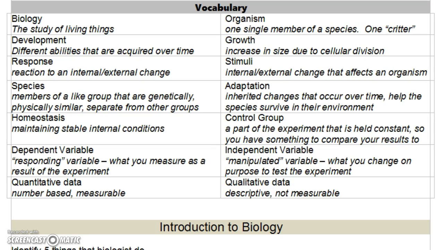Dependent variable, this depends on what you've changed. It responds to what you have changed in the experiment. This is what you actually are going to measure. Independent variable is what you choose to change. You change it on purpose to test something, and this is what we manipulate in the lab. Quantitative, remember the word quantity. It's number-based. It's measurable. Qualitative, this is descriptive data, and it is not measurable.